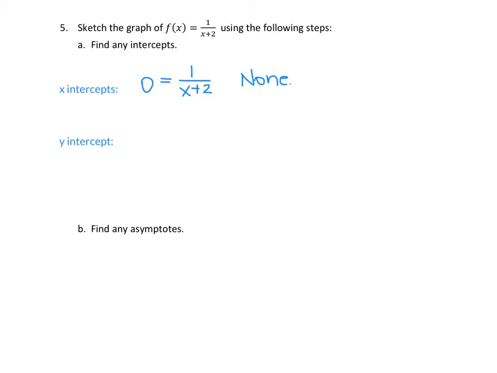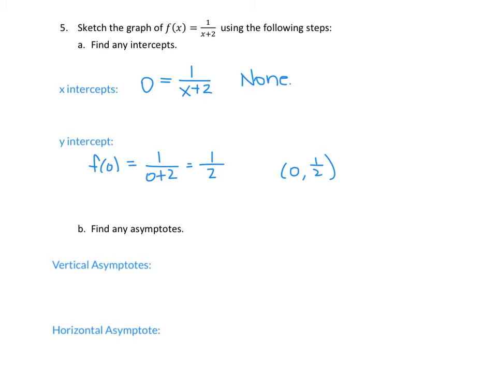Next, we want to find the y-intercept. To find the y-intercept, we plug 0 in for x. We set x to be 0. So we're taking f of 0, plugging 0 in, we have 1 over 0 plus 2. So we get 1/2. So the y-intercept then is the point (0, 1/2).